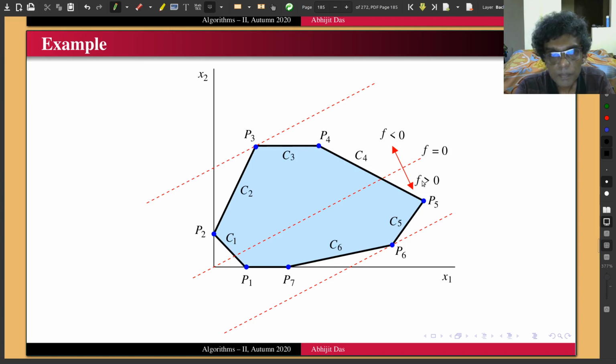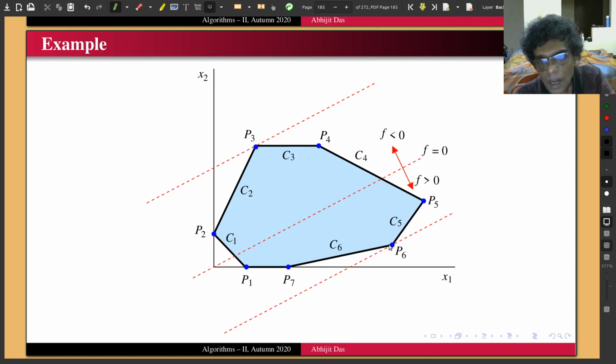increases. So you see that all the constraints must be satisfied. So you cannot go beyond this shaded region. So you see that the minimum is achieved at P3, whereas the maximum is achieved at P6. Okay. Fine. So that's about LP and one particular example to motivate what it does.